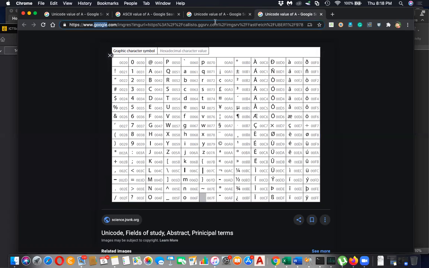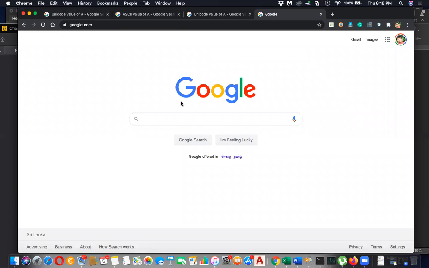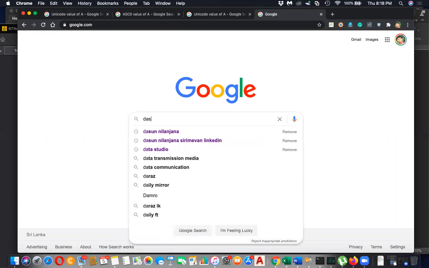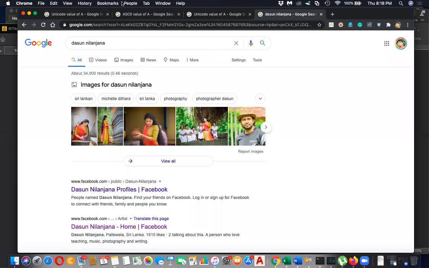Okay, let me do something else. I'm going to Google. Then I'm going to search using my name, Dasun Nilanjana. Then I get some results. Can you see the URL? This one. What is there? Can you read and understand quickly? Quite difficult, no? Yeah, difficult to read and understand. But I'll go to some other area. Okay, let's go here.